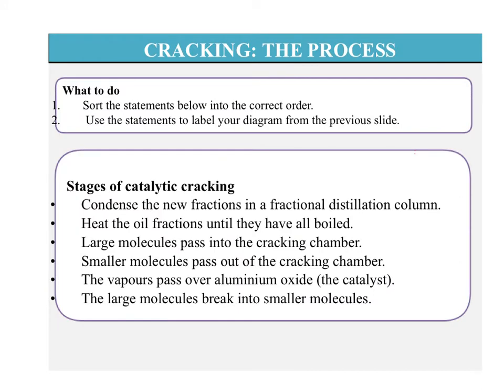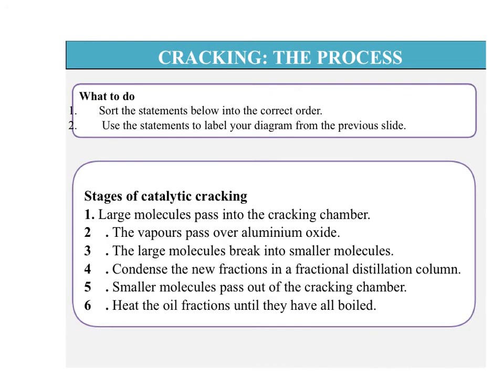So hopefully now you have a lovely diagram of the cracking apparatus. These statements are not in the right order. So what I need you to do is organise these bullet points 1, 2, 3, 4, 5, 6 into the correct order, and then use them to label your diagram to give you that process and how cracking actually happens in the lab. So you can pause and then play again when you're ready to go through the right order. I don't have a labelled picture of the apparatus, unfortunately, but hopefully you get the gist.